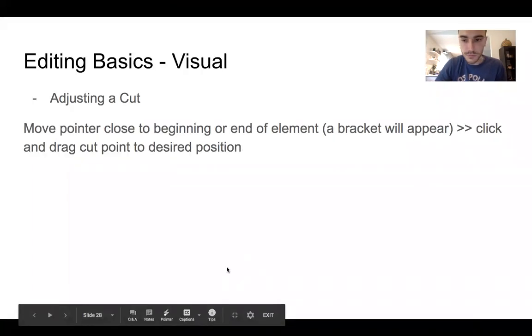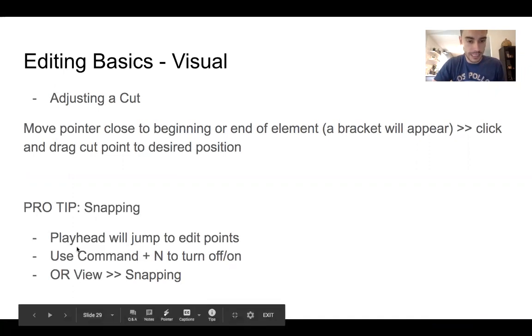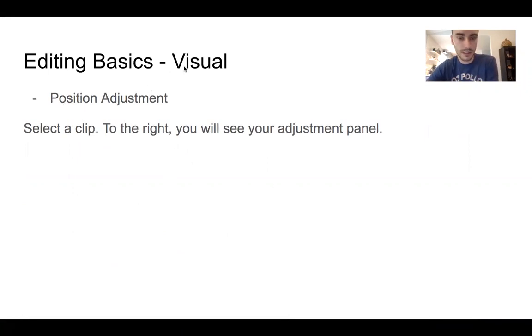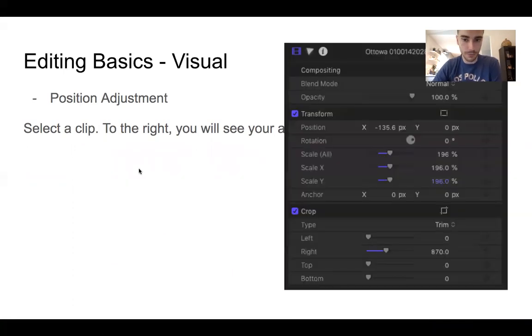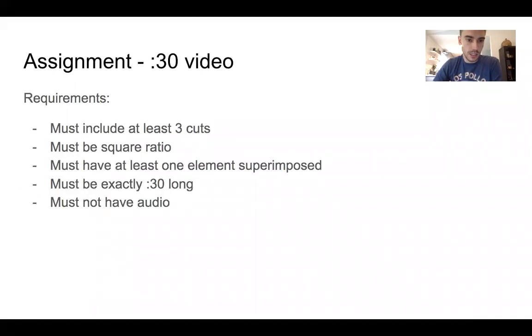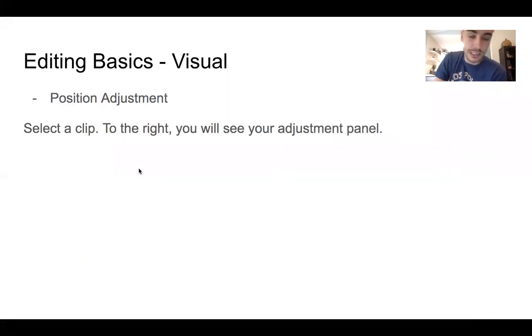Cool. All right, so that's editing a cut, a basic cut, right? Yeah, so that's what I was talking about. Snapping, you can turn that on and off with Command M or go down to snapping, okay? Let's see here. We won't worry about that one right now. Okay, so we will do this one because this is kind of the last little bit of these basic elements.